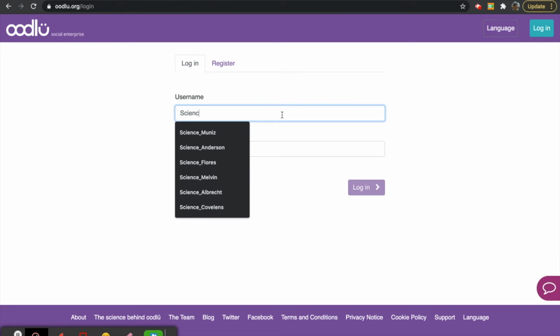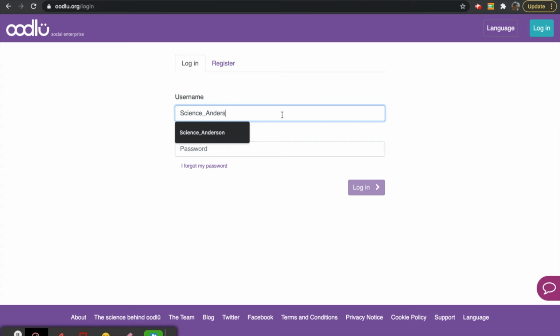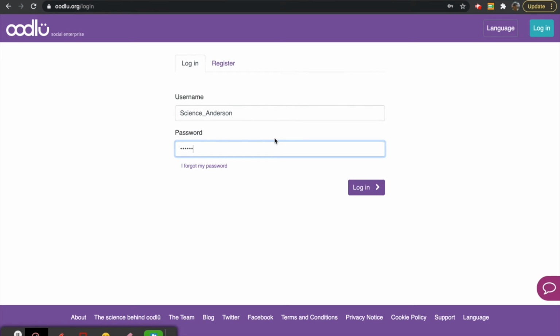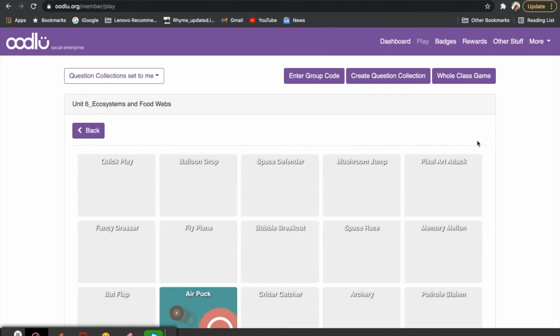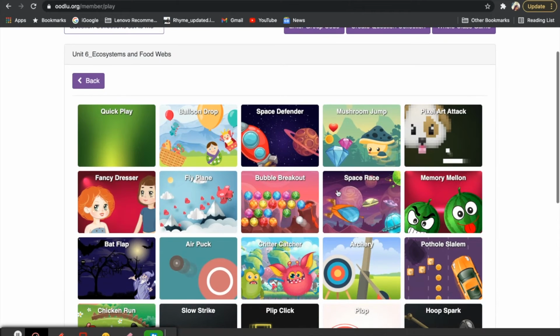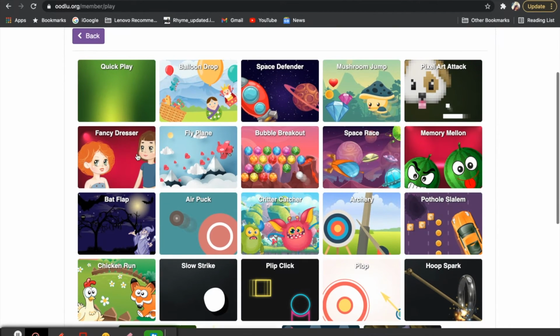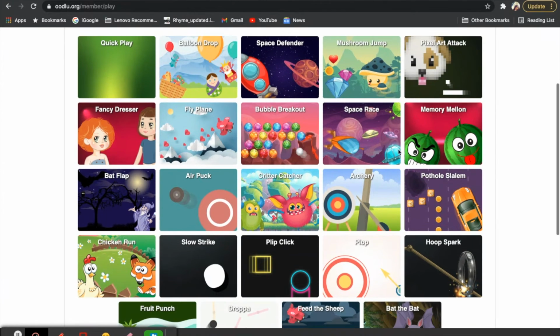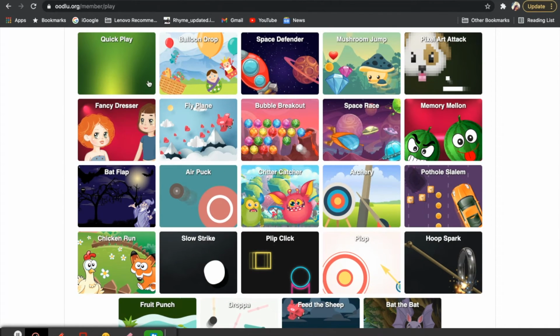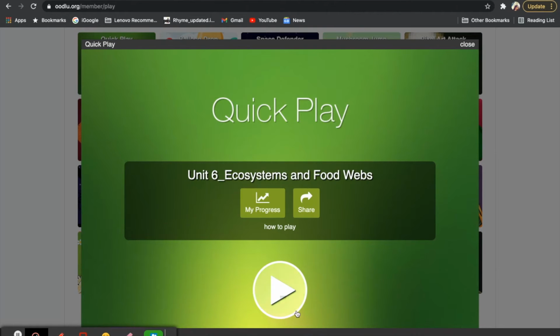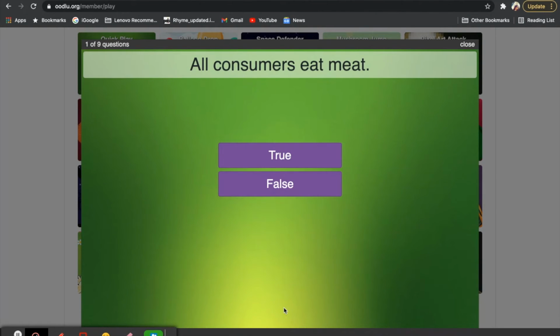Type in science_Anderson. The password is science, the number 4, and then me, M-E. Login. And then once you are here, you will see Unit 6, Ecosystems and Food Webs. Click play, and let's do a quick play, but you have the option to do a bubble breakout, memory melon, pixel art attack, archery, any of these games while you are doing the practice test. I'm going to do a quick play just so that we can answer the questions.